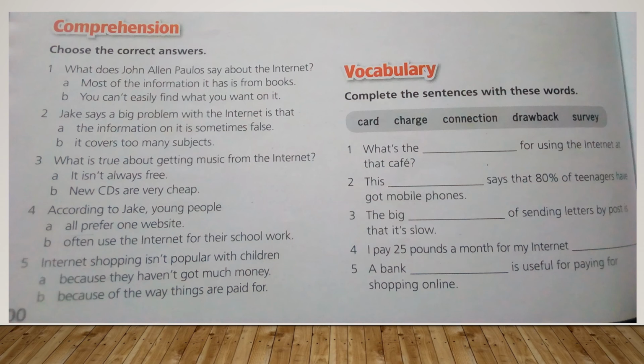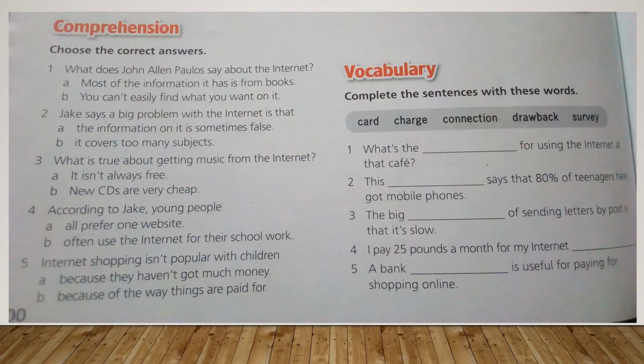3. What is true about getting music from the internet? A. It's not always free. B. New CDs are very cheap. The answer is A. Because you can download music either for free or for a small charge. So it's not always free. Sometimes they have a price.